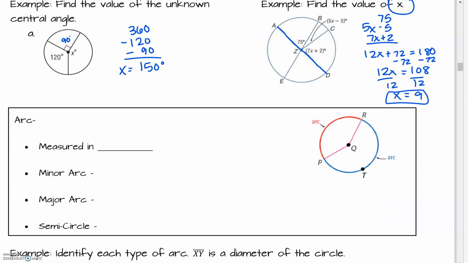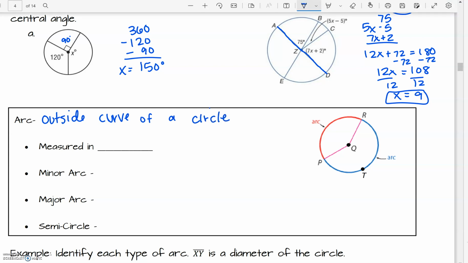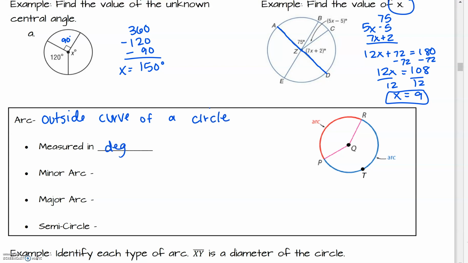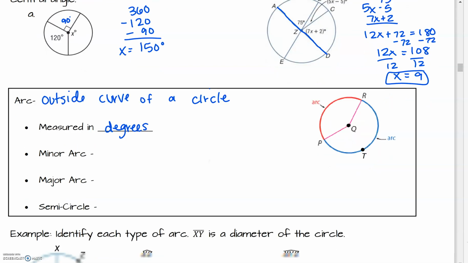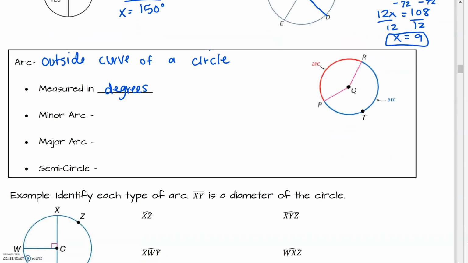So a little more vocab down here. An arc is the outside curve of a circle. And the measure in degrees, just like when we measure the angles, the arcs are also in degrees.